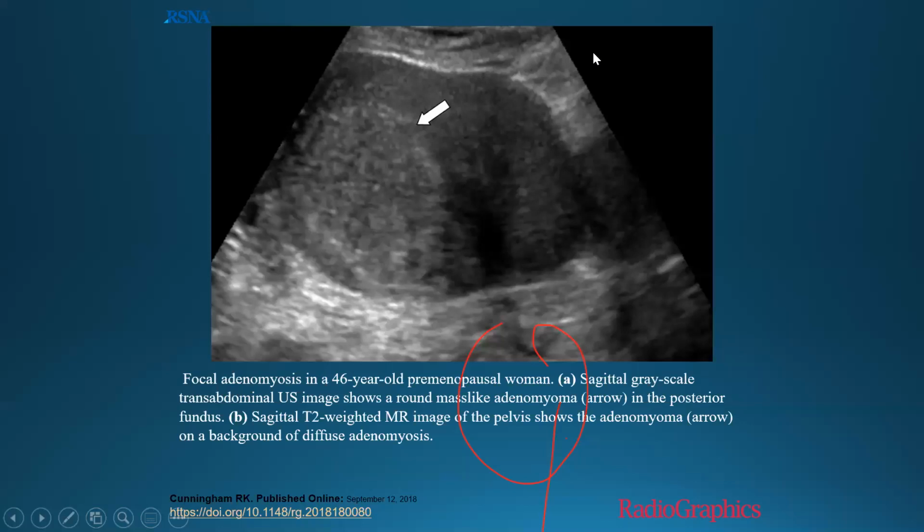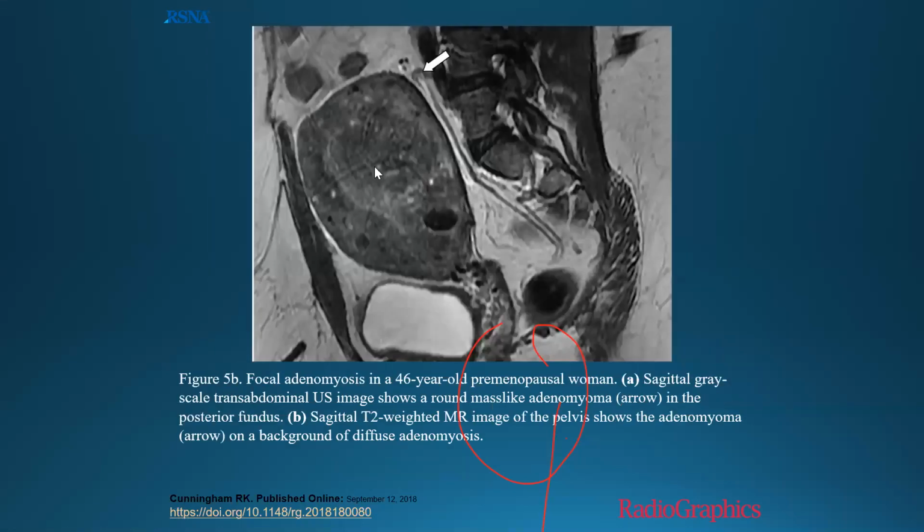This is another MRI T2 weighted image. It demonstrates also the adenomyoma in a background of diffuse adenomyosis. So this is the same patient. We did the transvaginal ultrasound first, then we followed up with the MRI to give you the comparison between both, with different modalities of the radiology.